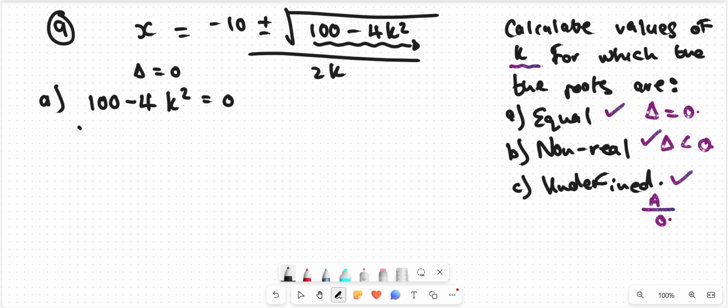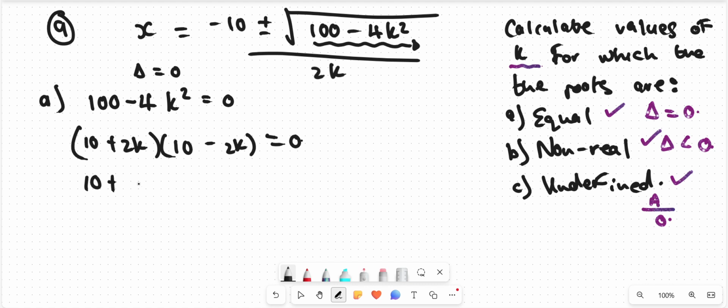So this is a difference of 2 squares. So solve it like a difference of 2 squares. Square root the first guy, 10. Square root the second guy, 2k. One is positive, one is negative. So the 10 plus 2k is equal to 0. The other, 10 minus 2k, is equal to 0.